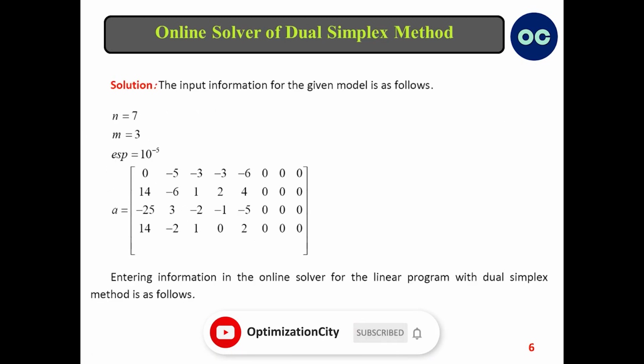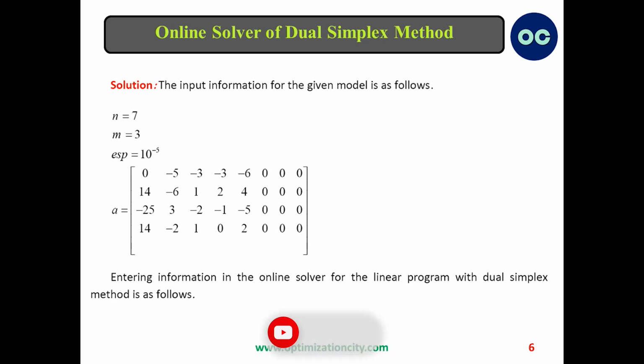The input information for the model is as follows. N, the number of variables, is equal to 7. M, the number of constraints, is equal to 3. ESP is the maximum acceptable error. And this is the matrix of coefficients. The first row is the coefficient of the objective function, and the first column is the coefficient of the right hand side, and the others are the coefficients of the variables in the functional constraints.